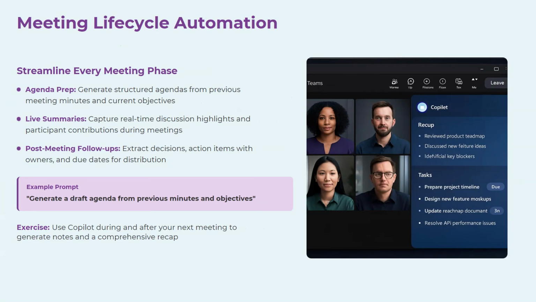Streamline every meeting phase with Copilot. Generate structured agendas from previous minutes and current objectives. Capture real-time discussion highlights and extract decisions and action items for follow-up. Use prompts such as, generate a draft agenda from previous minutes and objectives. Practice using Copilot during and after your next meeting to create notes and a recap.